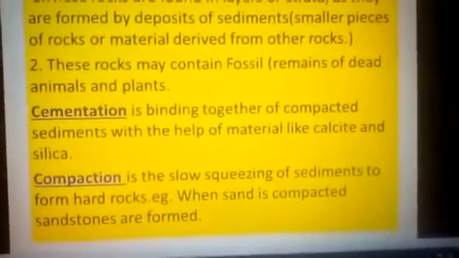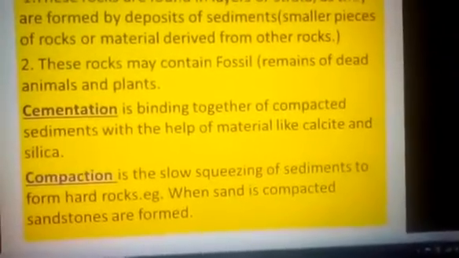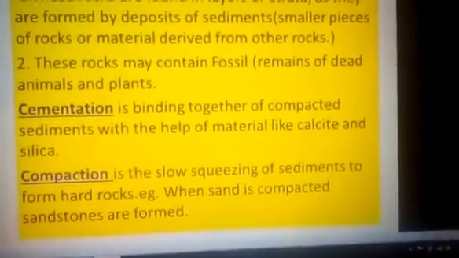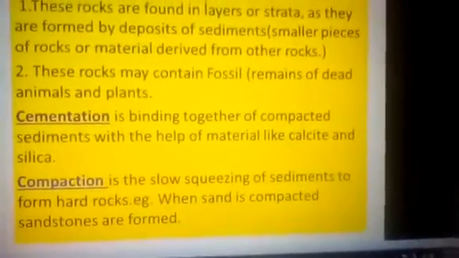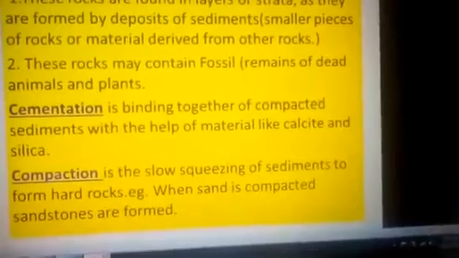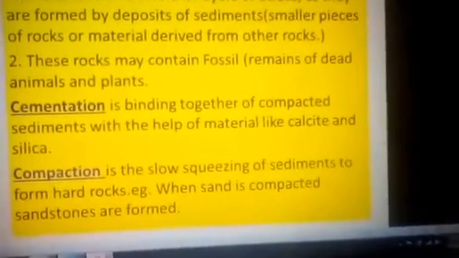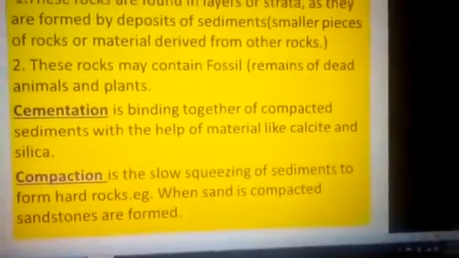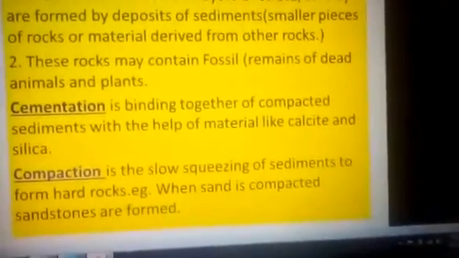Now, these layers of sediment turn into rock through two processes. Number one, compaction, and number two, cementation. What is compaction? Compaction is the slow squeezing of sediments to form hard rock. Example, when sand is compacted, it forms sandstone. And cementation is the binding together of the compacted sediments.